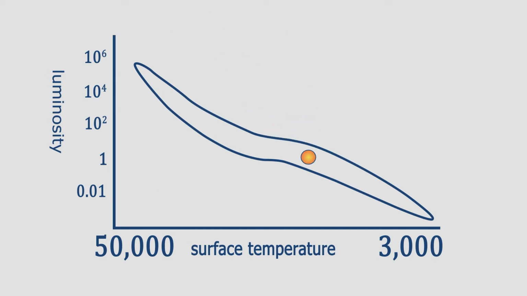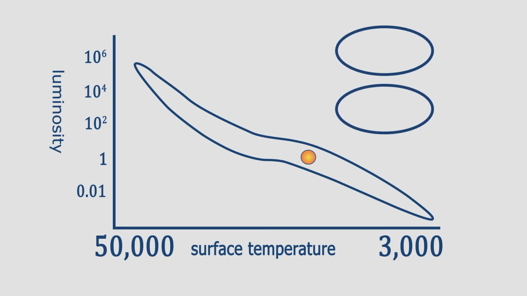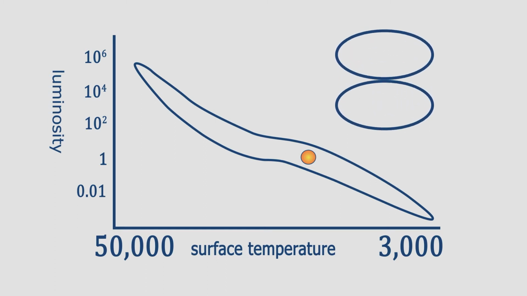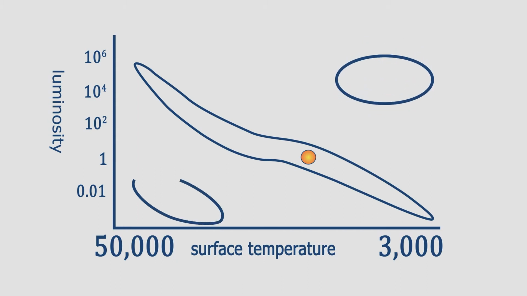Up in the top right corner is an oval shape where the red giants and the red supergiants live. Some versions of the Hertzsprung-Russell will show this as two separate areas. In the bottom left-hand corner is another oval where the white dwarfs live. Stars form in great big dust clouds. These dust clouds are primarily made of hydrogen gas.